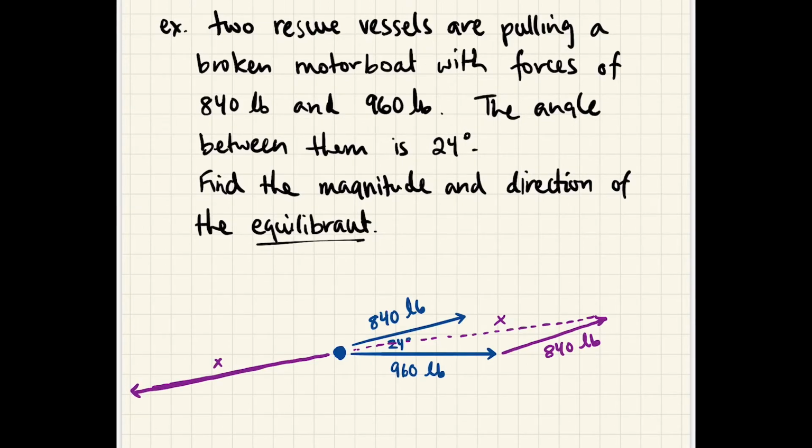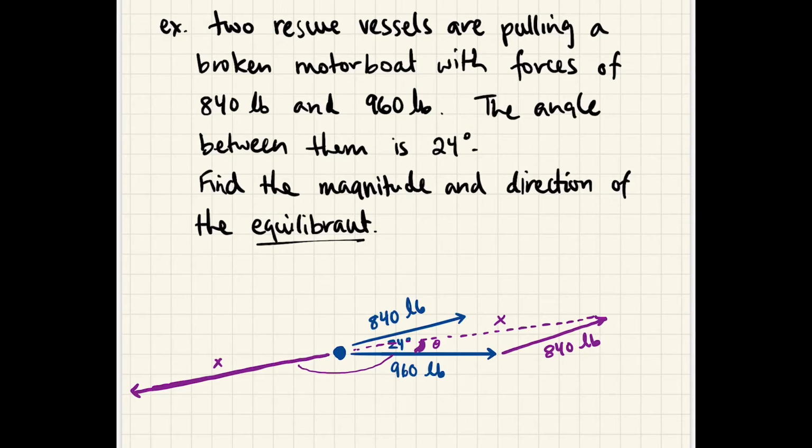So once we find the direction of the resultant, which will be, say, this angle right here, then you can see that the supplement of that angle will be the direction of the equilibrant. Okay. All right, so let's call this angle theta in there. And for most of this problem, mechanically, it's very similar to the last one. We're going to find our x, we're going to find our theta.